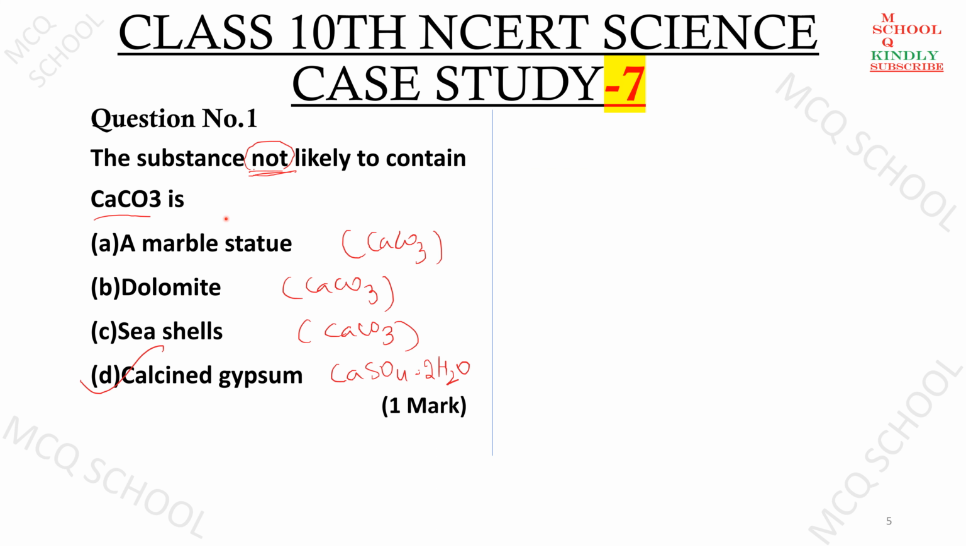In this, the requirement is the substance which is not made of calcium carbonate. We know that a marble statue is made of calcium carbonate, dolomite is calcium carbonate, and seashells are made of calcium carbonate. Only calcium gypsum is calcium sulfate dot 2H2O. So the answer is D, calcium gypsum.